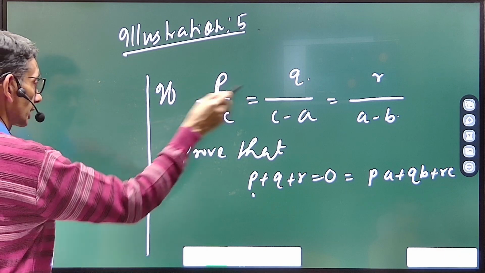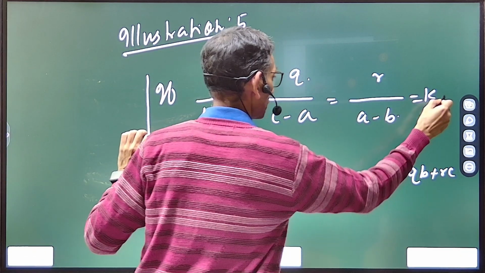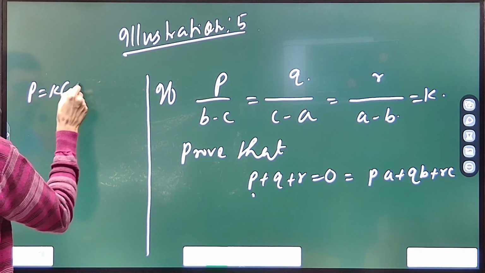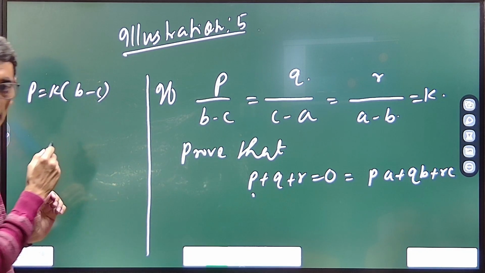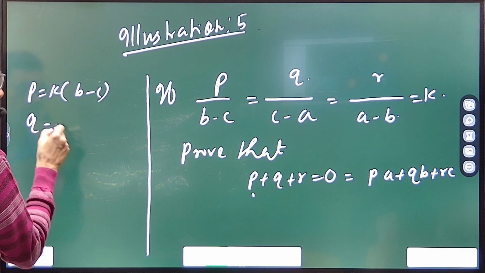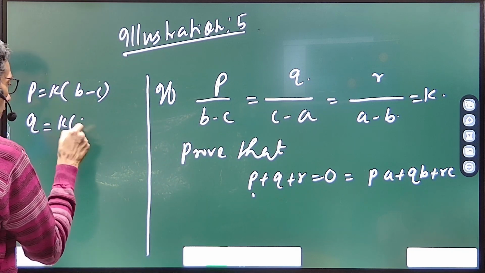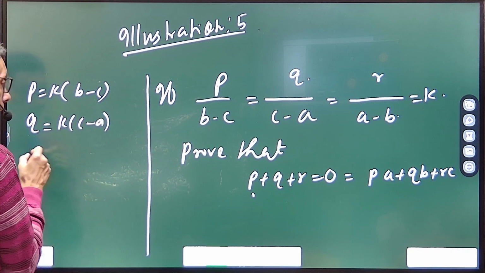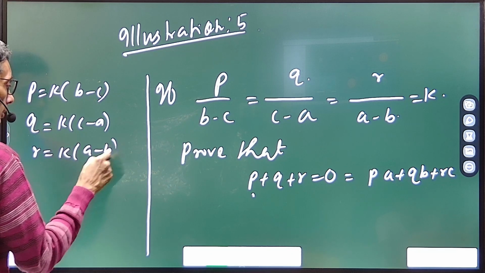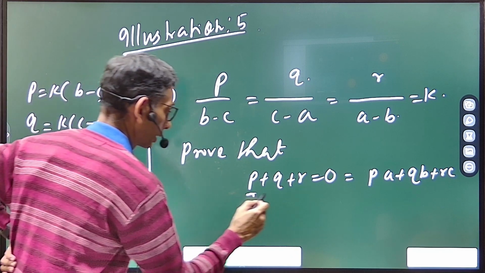So we'll just assume K. It is a constant K. So what will be the value of P? K into B minus C. Is it correct? Then Q is equal to what? C minus A into K, so K into C minus A. Then R is equal to K into A minus B. Done. So after this, we need these to equal 0.